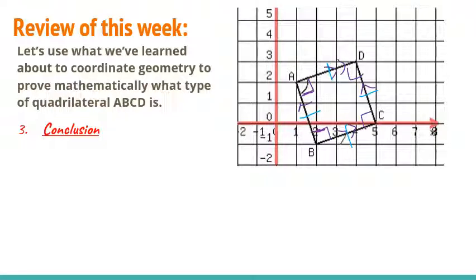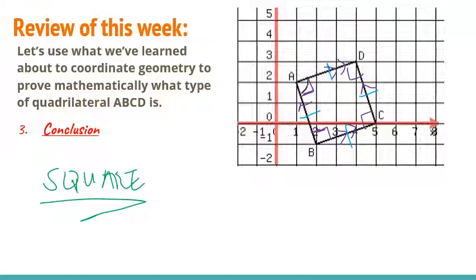So we now have, without a doubt, mathematical proof that this is a square, because opposite sides were congruent, shown by the distance formula, and then intersecting slopes were negative reciprocals, showing the 90-degree angles, and opposite sides had the same slope, making them parallel. And that's what a square has.